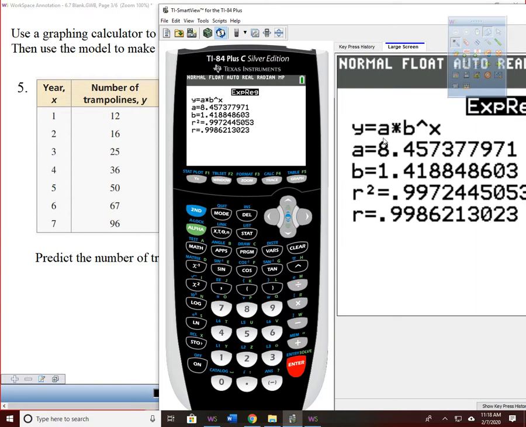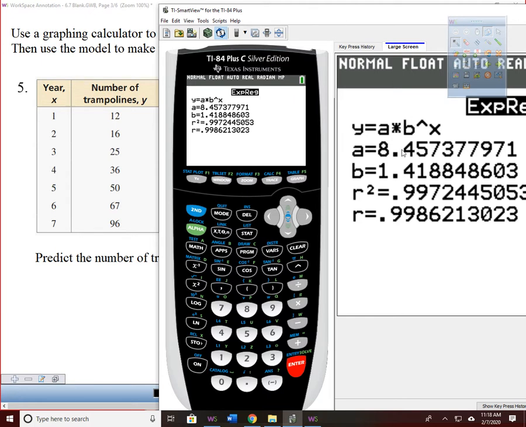So I have a number times another number raised to the x power. And they tell me those numbers are 8 point, and we'll just round to the hundredths right here. All right, 8.4, since I look behind the 5, there's a 7, so this will round up to a 6. And then the b value will be 1.4. Look behind the 1, there's an 8. That's bigger than 5, so I'm going to round this to a 2. And remember, this r squared value just tells you, the closer it is to 1, the better the fit is to an exponential graph.